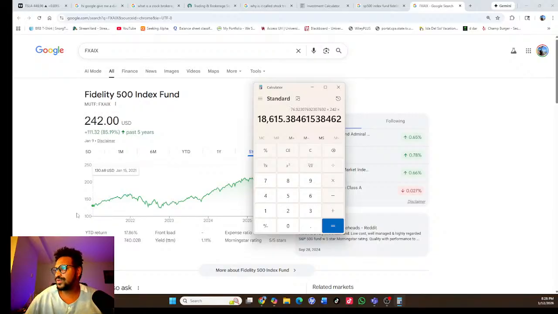Times 2.42, it would have been now $18,600. So without you really doing anything, just putting that 10,000 in there, it would have grown to $18,000. So that's what investing looks like. You put it in there and you forget it. I know it sounds too good to be true.